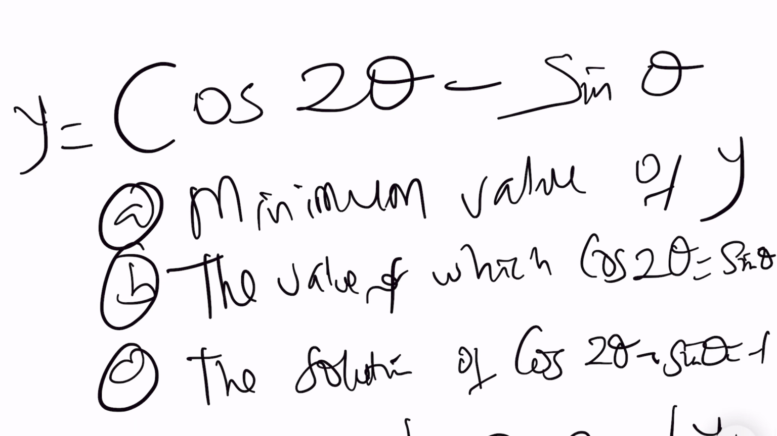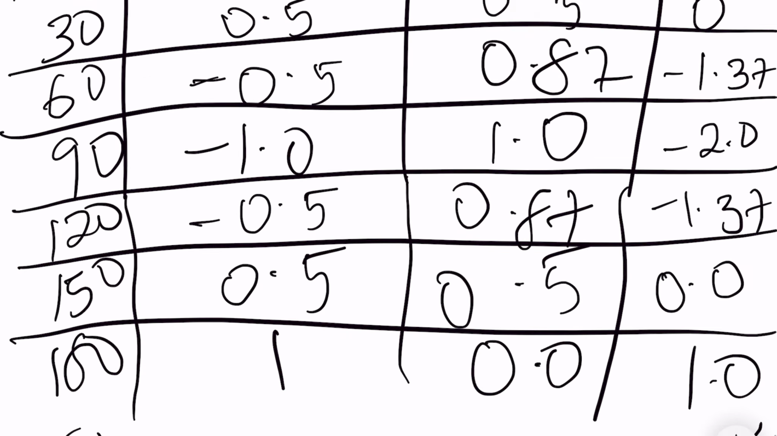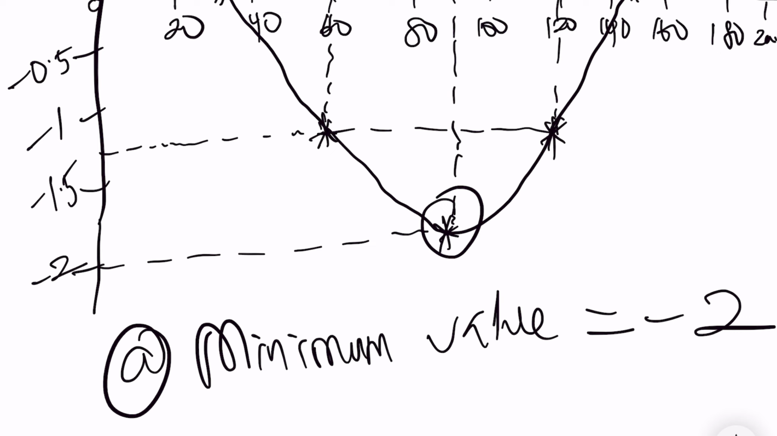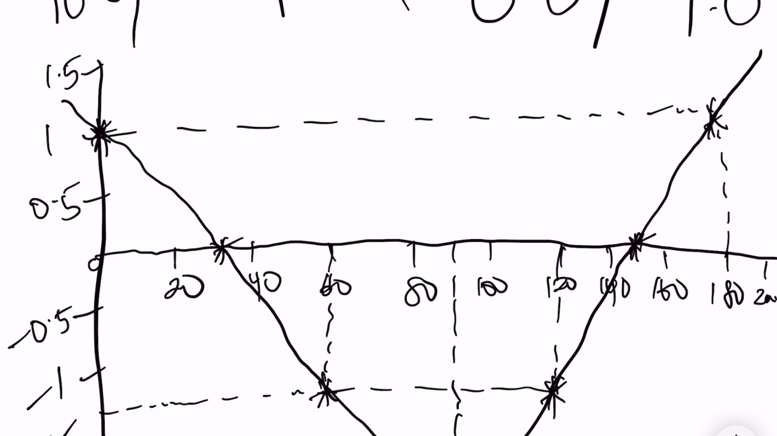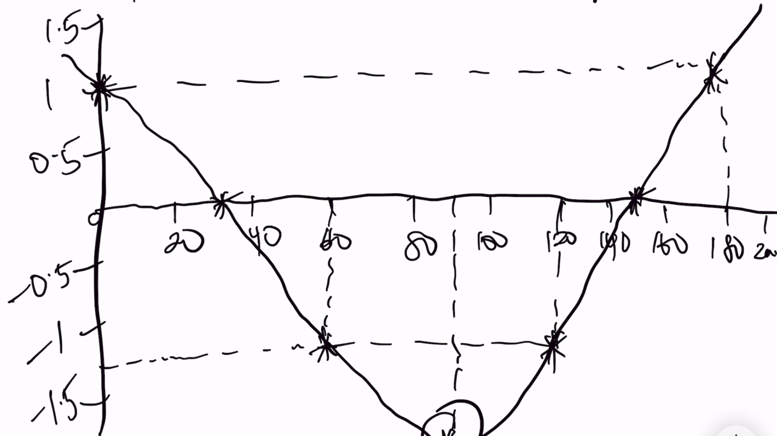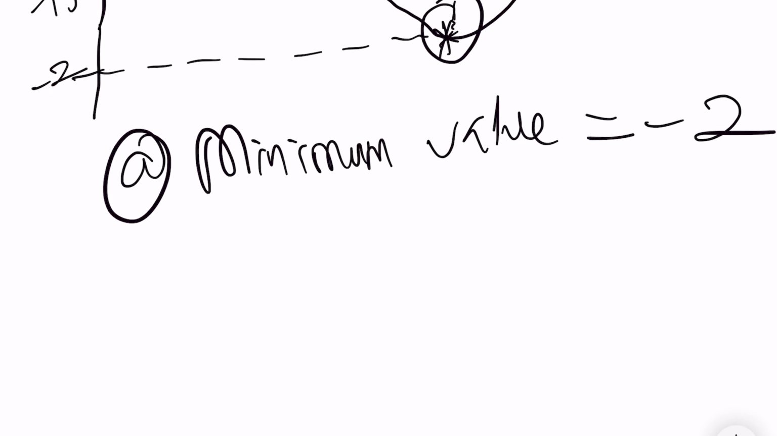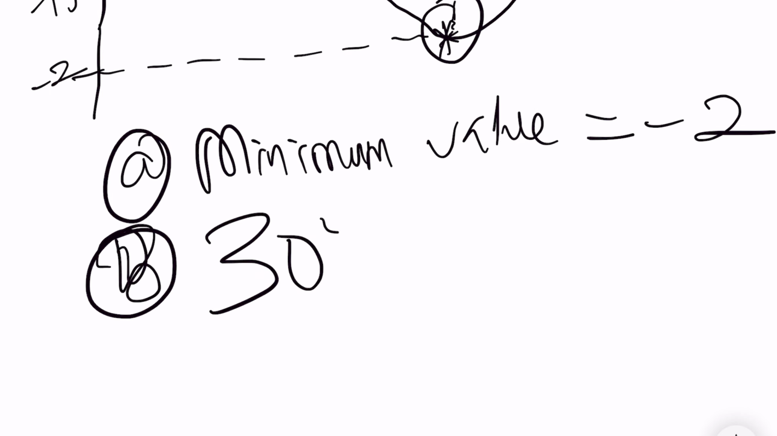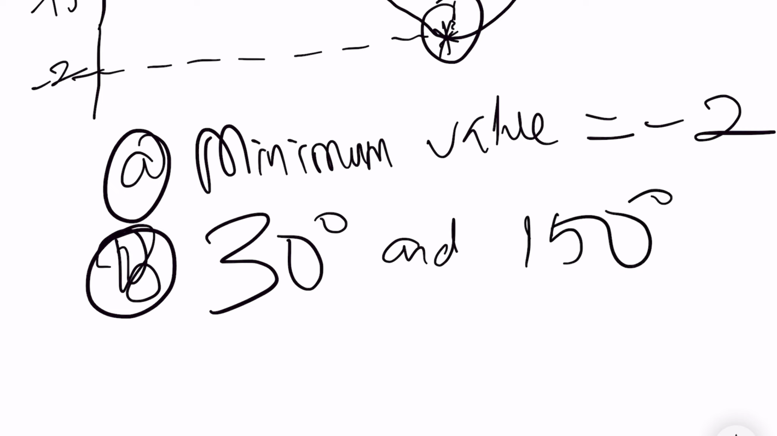Now the second question says find the values for which cos 2 theta is equal to sin theta. Here we have cos 2 theta and sin theta. At the intersection, what do we have? We have it to be 30 degrees and 150 degrees. So the second answer is 30 degrees and 150 degrees.